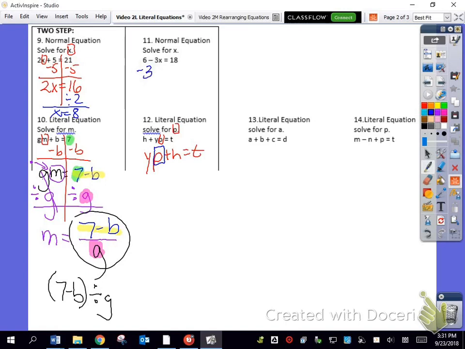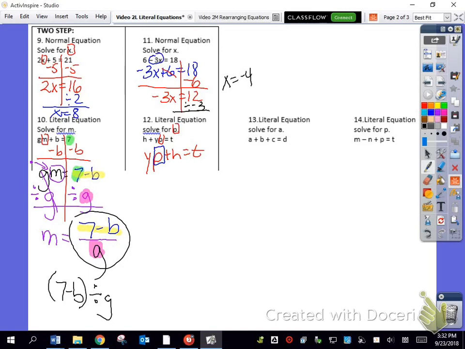I'm going to rewrite that. Negative 3x plus 6 equals 18. Okay, remember that's a negative and 6 is a positive. So the opposite of adding 6 is to subtract 6. That cancels out. So negative 3x equals 12. And then the opposite of multiplying by negative 3 is to divide by negative 3. So x would be negative 4.